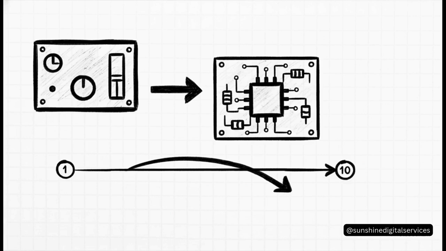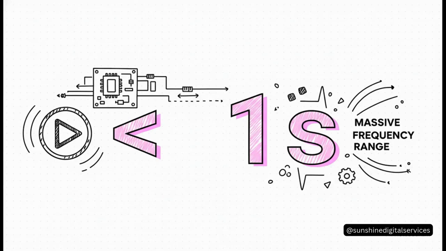We're basically telling ADS, hey, I need you to test this filter's performance across a massive range of frequencies, from 1 gigahertz all the way up to 10 gigahertz. And here is where the magic really happens. We click the Simulate button, and the whole test, analyzing thousands of data points across that huge frequency range, is done in less than 1 second. Just try to imagine how long that would take in a real lab.